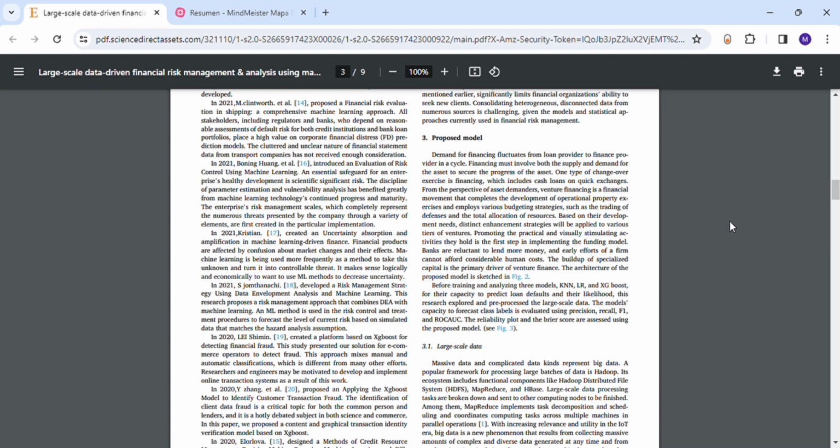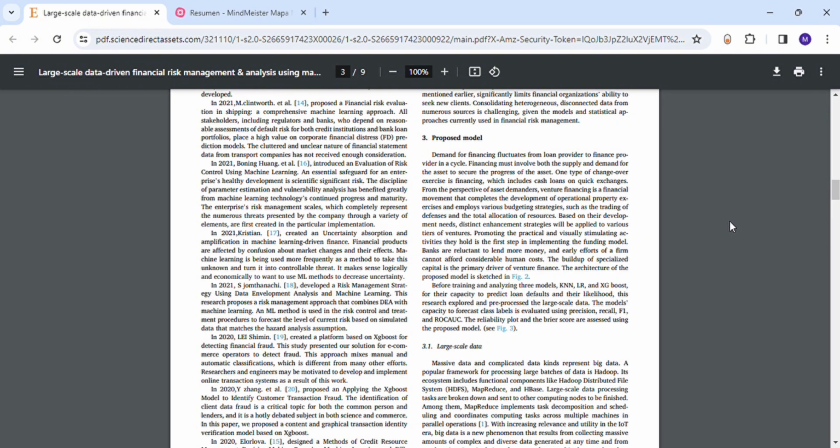Based on their development needs, distinct enhanced strategies will be applied to various types of ventures, promoting the practical and visually simulating activities. They hold the first step in implementing the funding model. Banks are reluctant to lend more money, and early efforts of a firm cannot afford considerable human cost. The building up of specialized capital is the primary driver of venture finance. The architecture of the proposed model is sketched in.